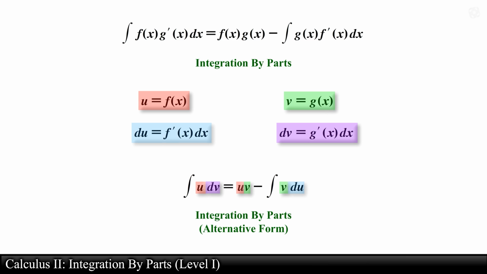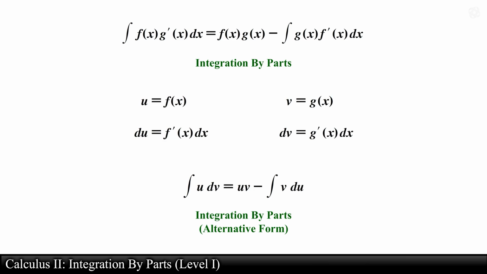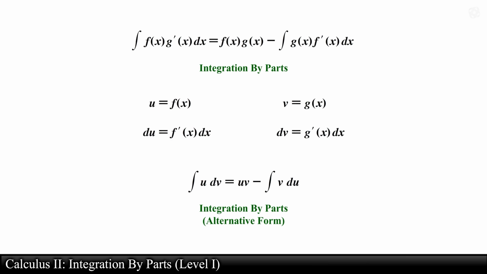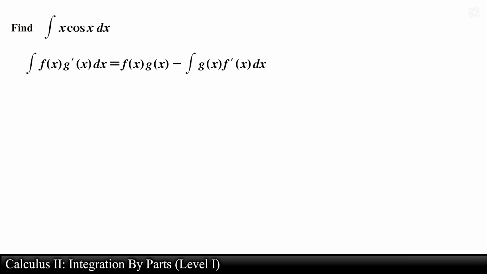Alright, now that you know the integration by parts formula, when and how do you use it? First of all, when do you use it? Usually when you encounter an integral of a product of functions, such as the integral of x times cosine of x dx. Notice that we have a product of two functions, specifically x and cosine of x. This is a perfect candidate for integration by parts. Alright, now let's find the integral by using the integration by parts formula.